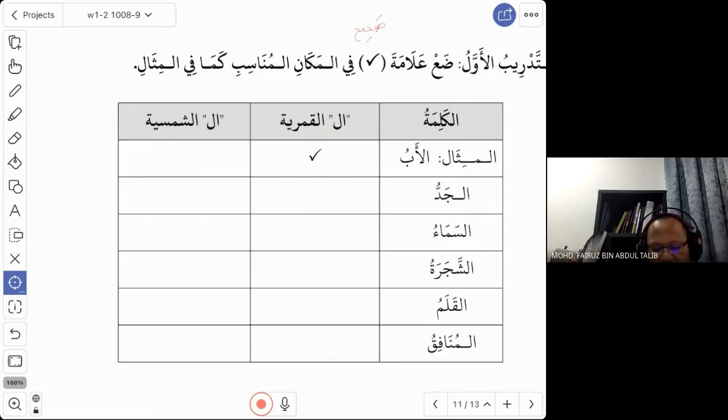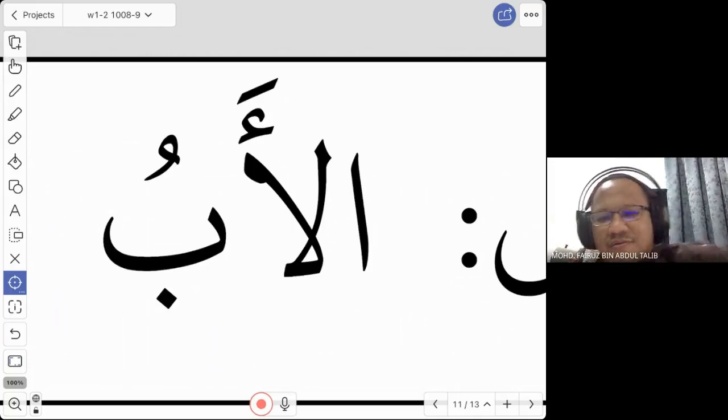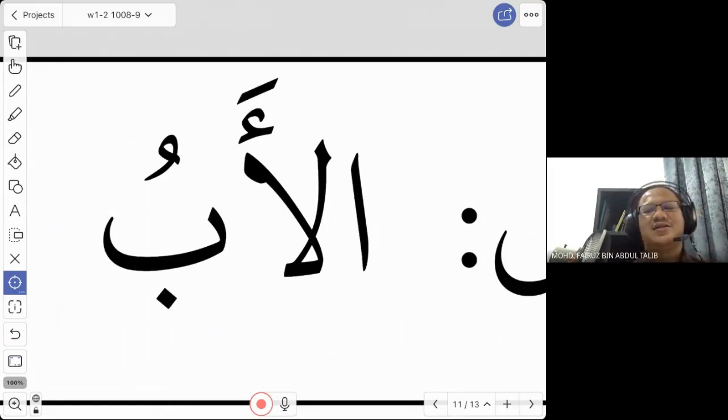Okay, let us look at the first word or the first kalima. Kalima means word. Okay, the first word is this. So let us read and automatically we know whether it is Qamariyyah or Shamsiyyah. Yes, the word is ab. Previously, we have learned this word. Anybody remembers what is ab? When we learn about the tanwin, we learn some vocabulary. Ab, a father.